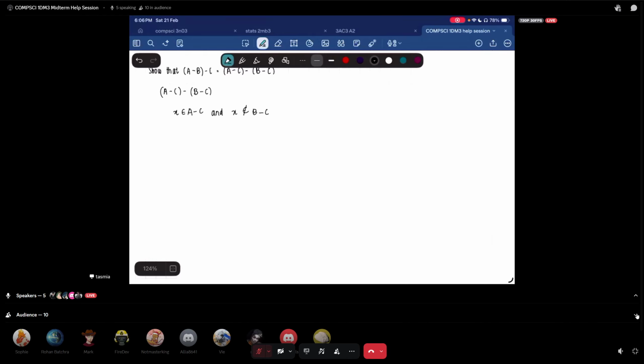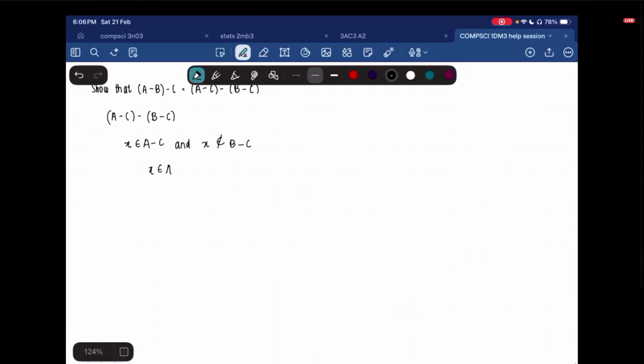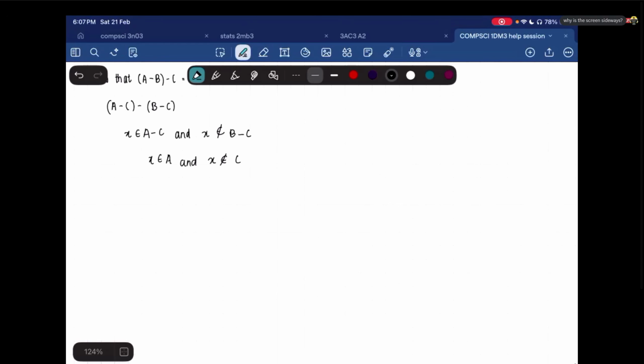So X in A minus C tells me that X is in A and X is not in C. X not in B minus C tells me that X is not in B because B minus C is a subset of B. I hope that makes sense.